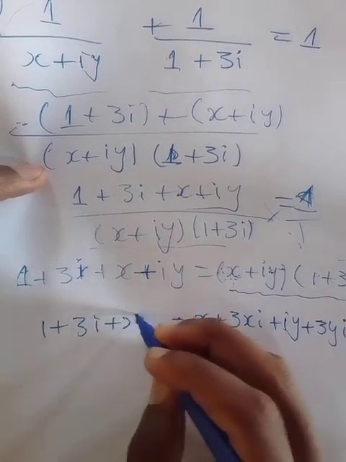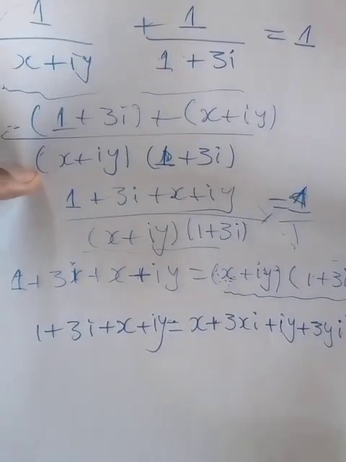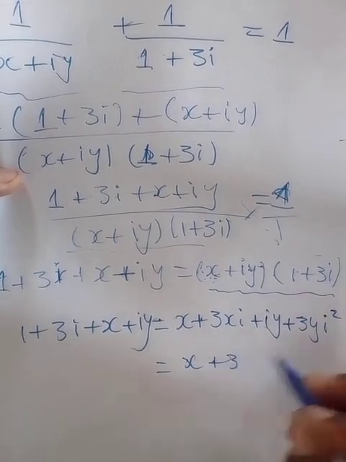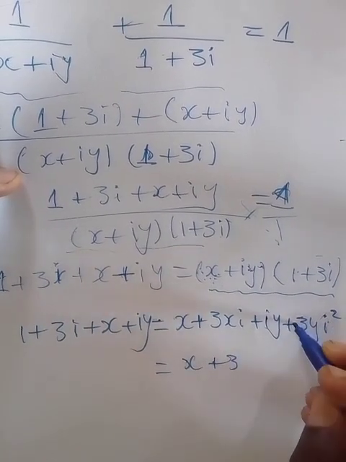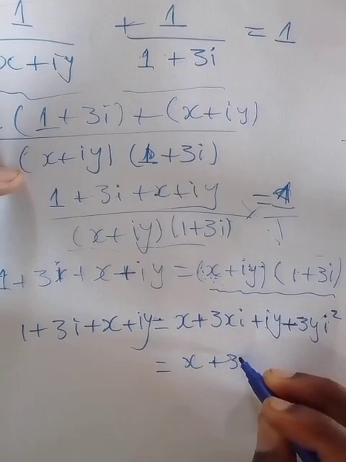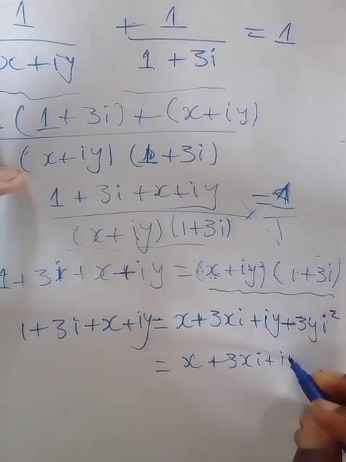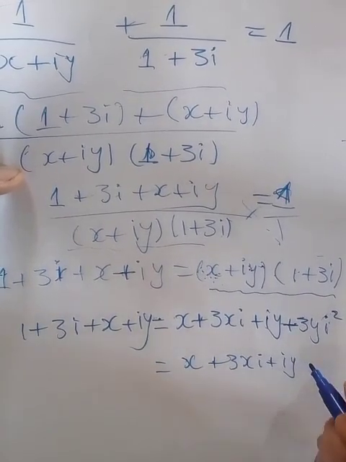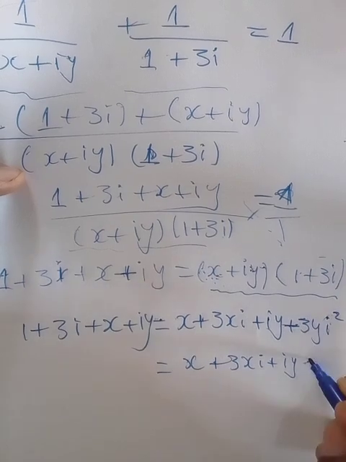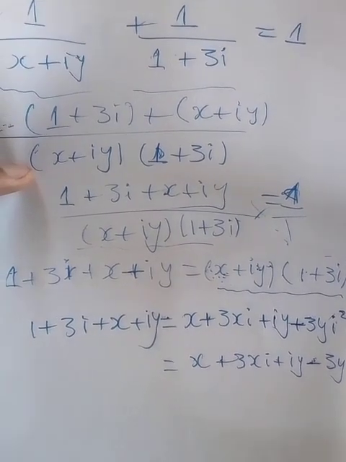Now remember that there is i squared there, so we are going to replace it with a negative, meaning negative times positive. So here there's going to be a negative. You're going to have x plus 3xi plus iy, and it is equal to negative 3y. Like that. On the other side, you're going to write 1 plus 3i plus x plus iy, like this.